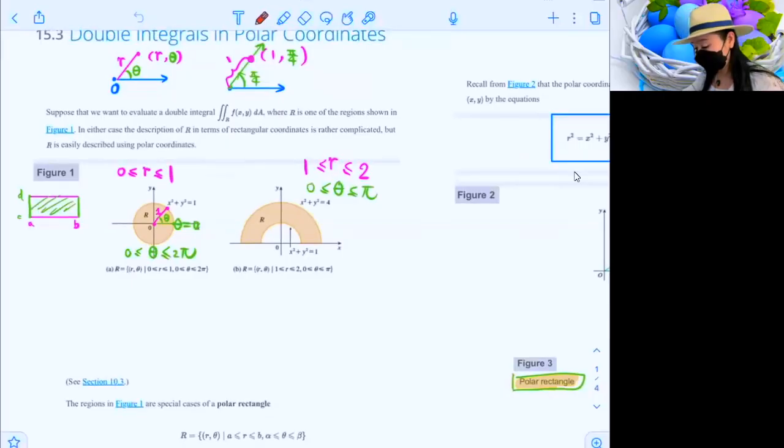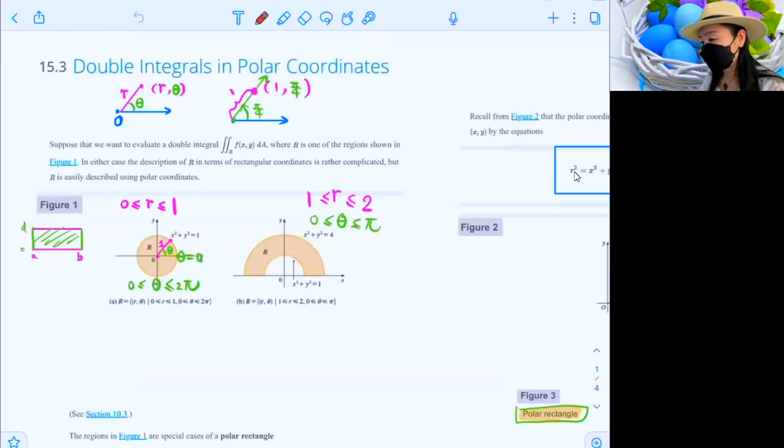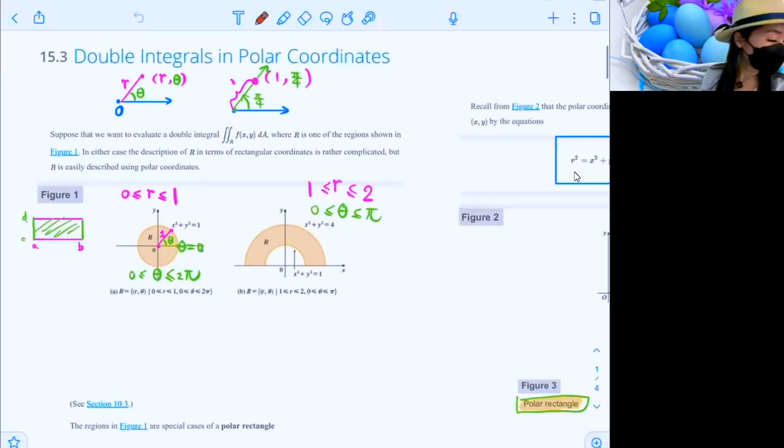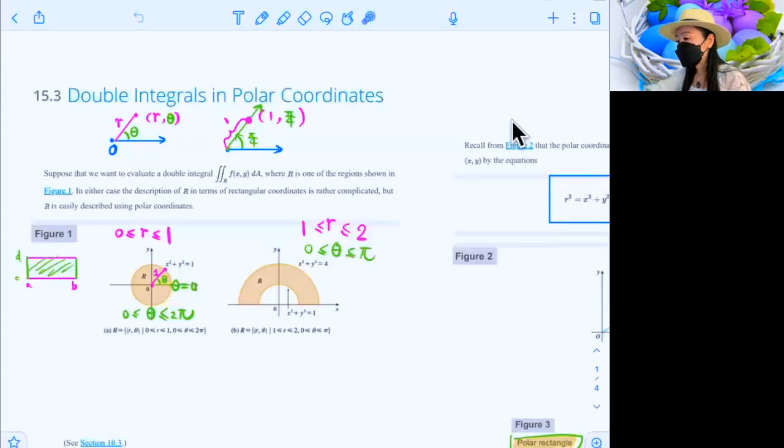When we do double integral in polar coordinate, we consider those polar rectangles. How do polar rectangles look like? So for example, over here, we have this and this. They don't look like rectangles to you. However, in polar coordinate, they are called polar rectangles.